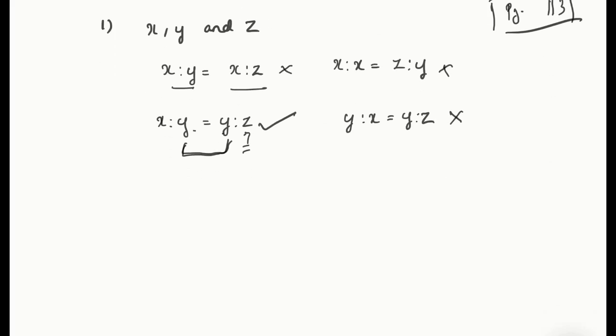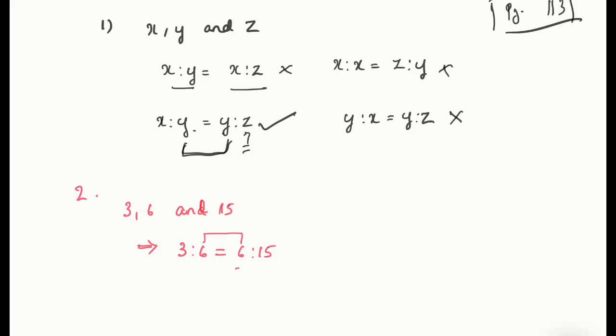Okay. Now let me do some more problems based on it. Coming to the second question. Which of the following numbers are in continued proportion? 3, 6 and 15. So let us check whether it's in continued proportion. If it's continued proportion, what will be the condition? 3 is to 6 should be equal to 6 is to 15, right? A is to B equal to B is to C.